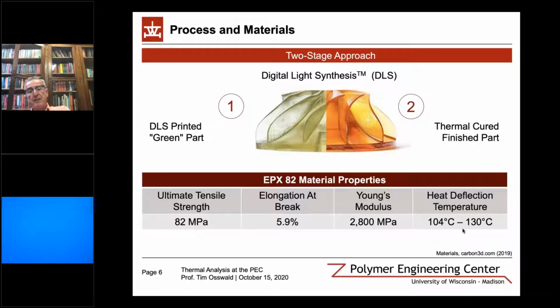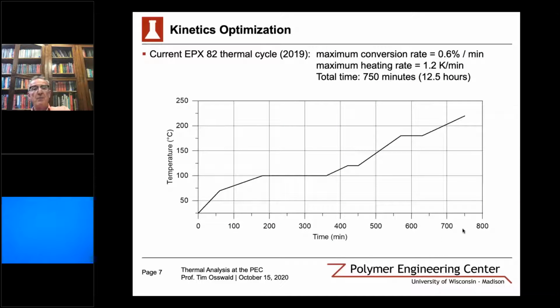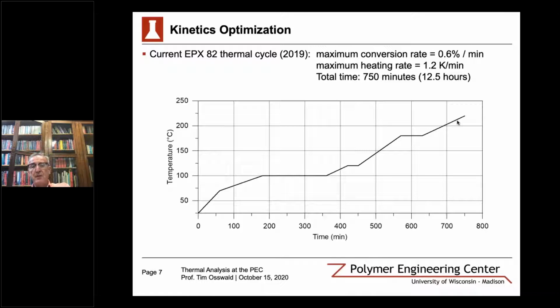So what we wanted to do with the parts that were printed is we wanted to optimize the thermal cycle. Currently, the picture that you see here is the steps that need to be taken to take care of the thermal cure cycle, with very slow conversion rates and very low maximum heating rates. Maximum conversion rates are about 0.6% conversion per minute, with maximum heating rates of about 1.2 degrees Kelvin per minute.